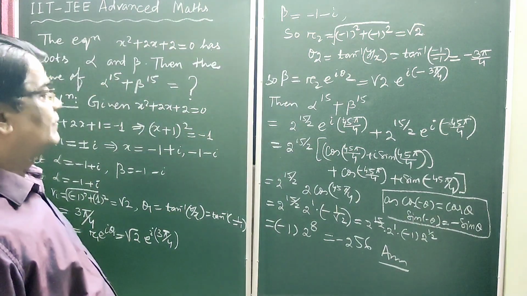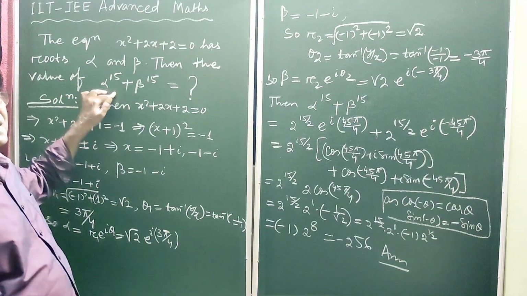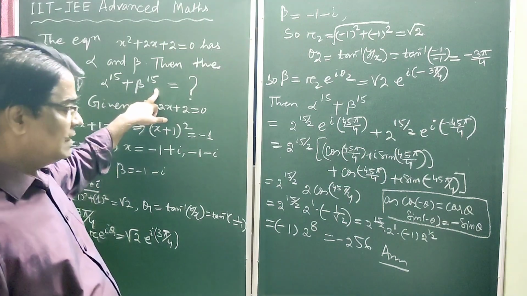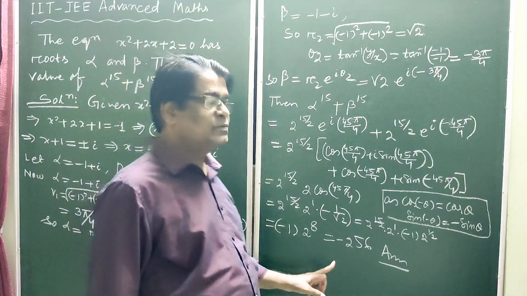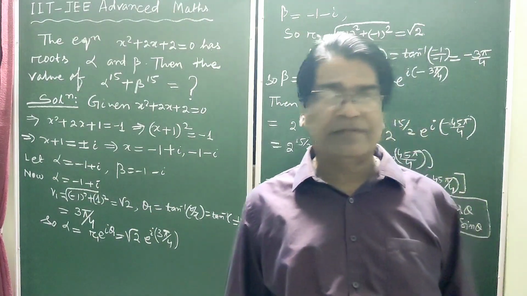So after solving the given equation, we get alpha to the power 15 plus beta to the power 15 is equal to minus 256. With this, the topic for this class is completed.